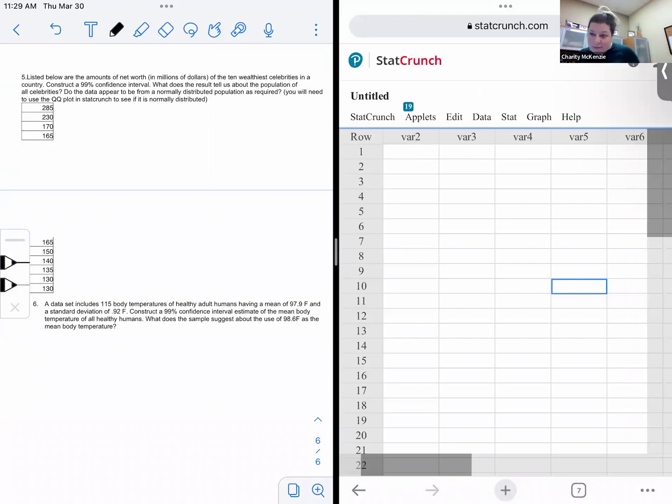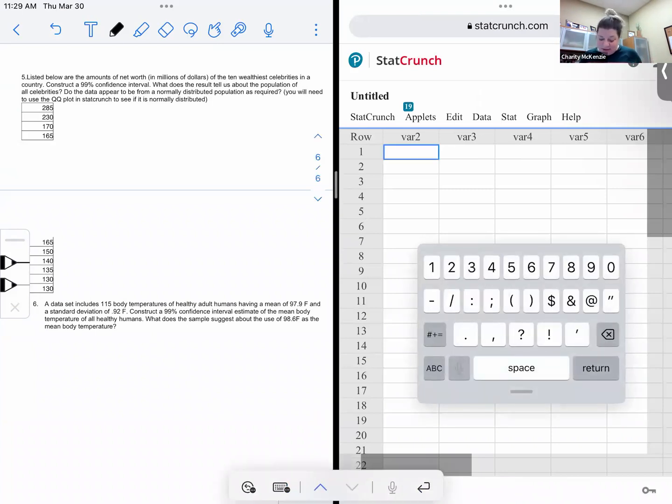It's a lot harder with the proportion because you would be putting accurate, accurate, inaccurate, accurate, or yes, yes, yes, no, no, no, with words. With the mean, it's a little easier to do. So we could find the mean and standard deviation and use the formula, but I like to make StatCrunch do it. So we're going to put our data in.